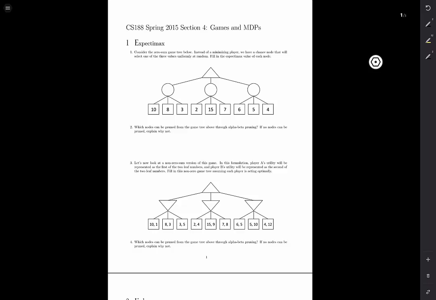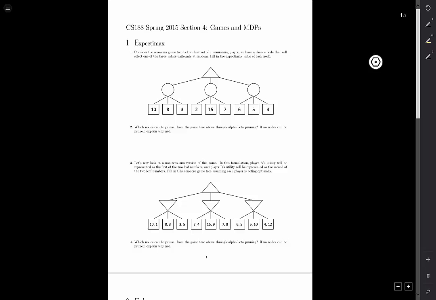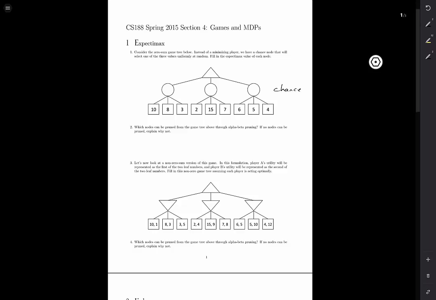So in the first part, we're going to be doing some expectimax problems. Let's consider the zero-sum game tree below. Instead of the minimizing player, we have the chance node. These are chance nodes, and we also know that they select one of the three values uniformly at random. So whenever the chance node has an action, there's a 1/3 probability that they choose any of the actions. Now they want us to fill in the expectimax value of each node.